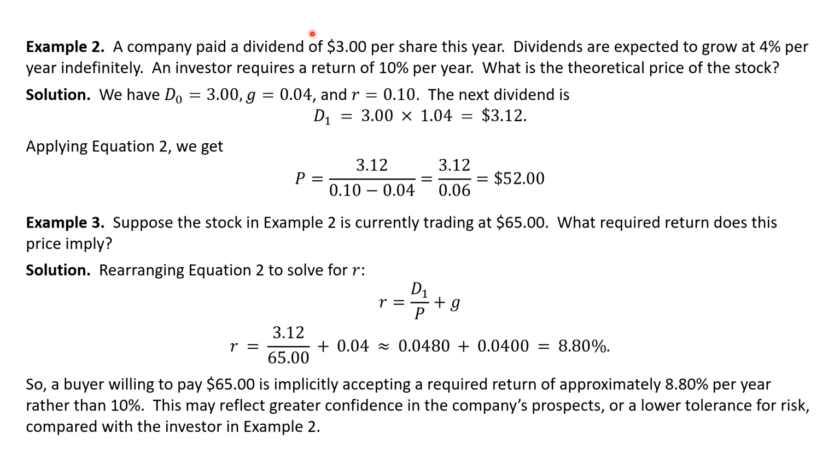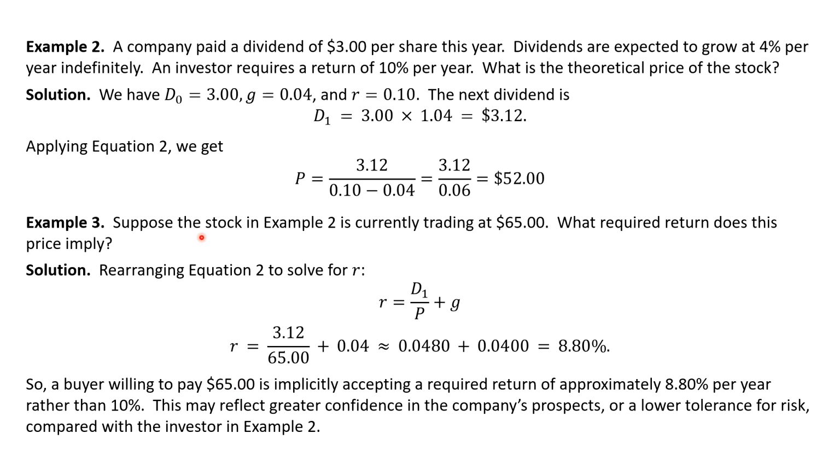So we're given D sub 0, and we know how to compute D sub 1. It's just $3 times 1.04. So the next dividend would be $3.12, assuming this growth is correct. And then we use our formula number 2. So we plug in D1 here, and then R minus G, and we get $52. So if the stock was less than $52, the actual price, then it would make sense to buy it. If it was more, it would make more sense to go with this required rate of return of 10%.